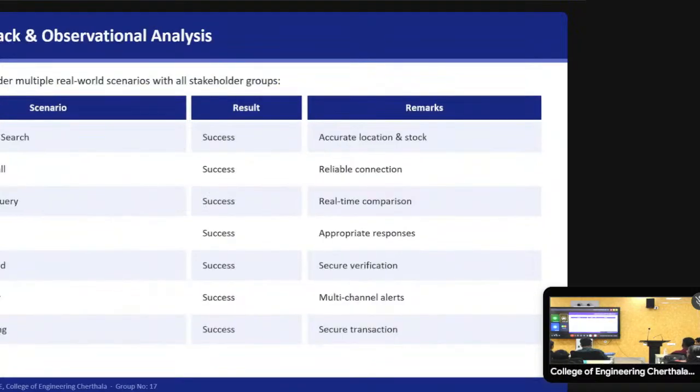User feedback. We tested different scenarios like medicine search, video consultation, AI queries, prescription uploads, and payment processing. All scenarios performed successfully, showing system stability and reliability.